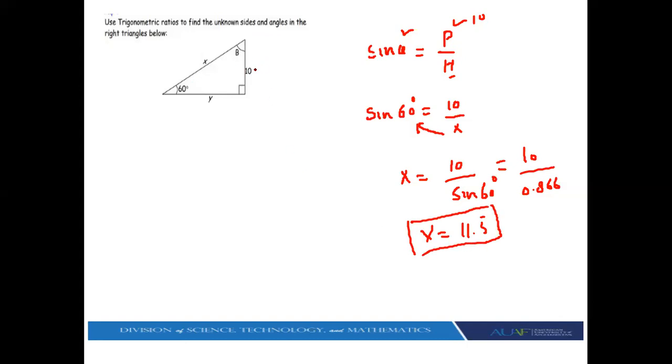Now we know that perpendicular is 10. We know hypotenuse is equal to what? 11.5. So with the help of Pythagoras theorem, we can find this value. We have hypotenuse square equal to what? Perpendicular square plus base square. So we don't know base. So if you transfer p to other side, it means hypotenuse square minus perpendicular square.